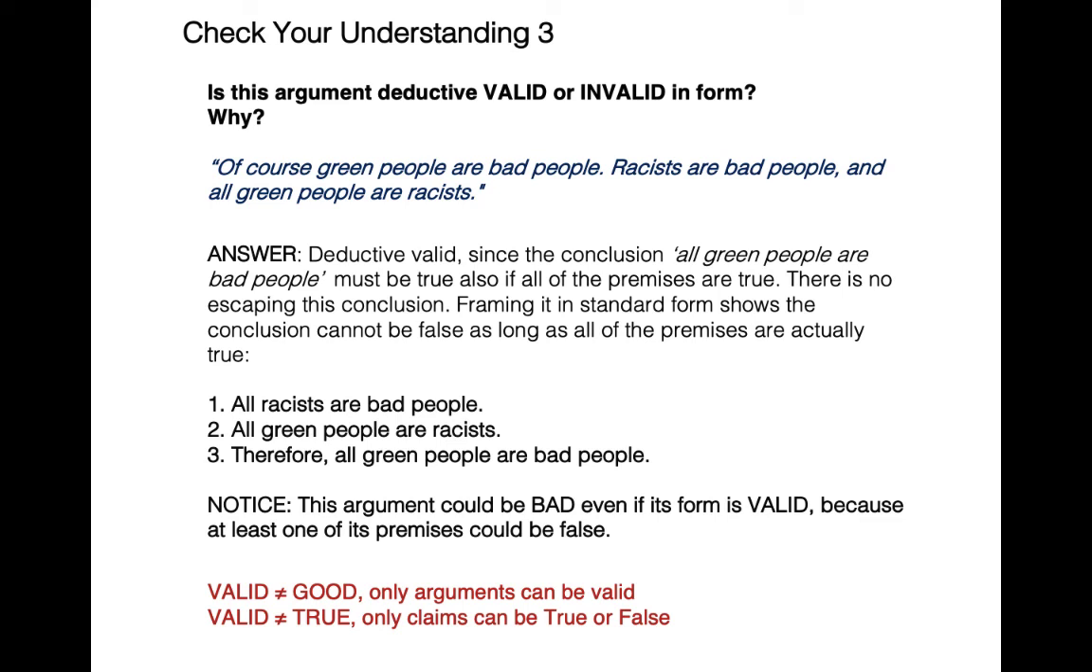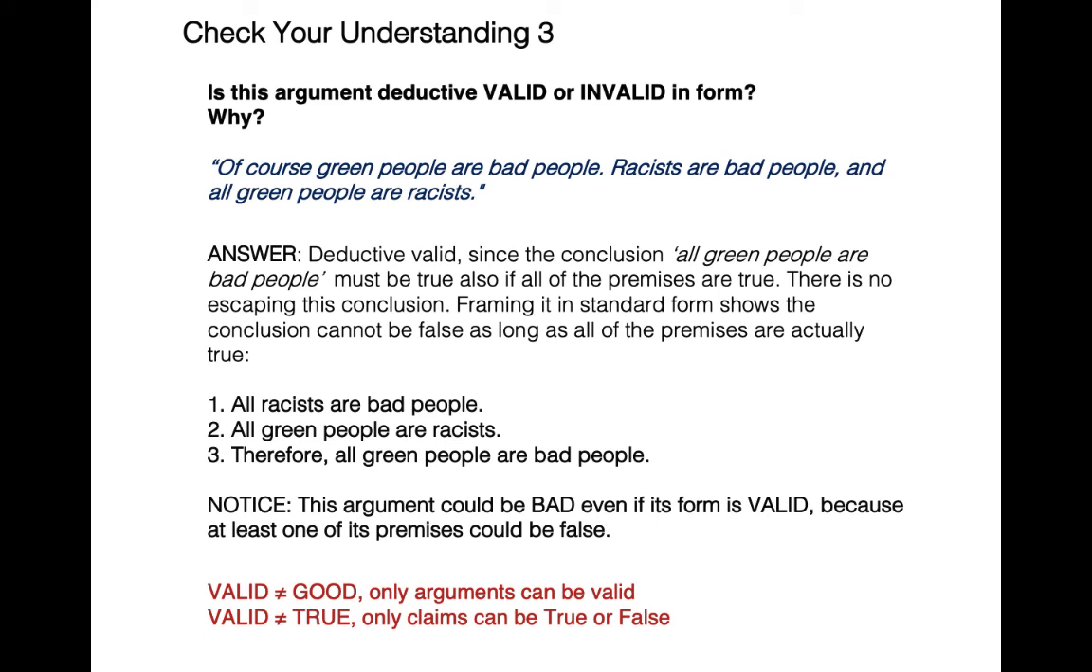Now, this argument is actually deductively valid, and it takes a moment to see this. In fact, this is why you have to put an argument in standard form, premise, premise, premise, conclusion, so you can see the relations. Each statement then can be tested for truth. It's deductively valid since the conclusion, all green people are bad people, has got to be true if all of the premises are true. No escaping this conclusion.